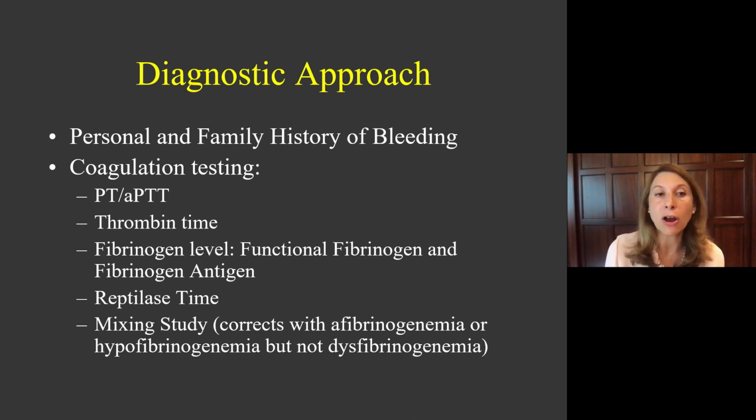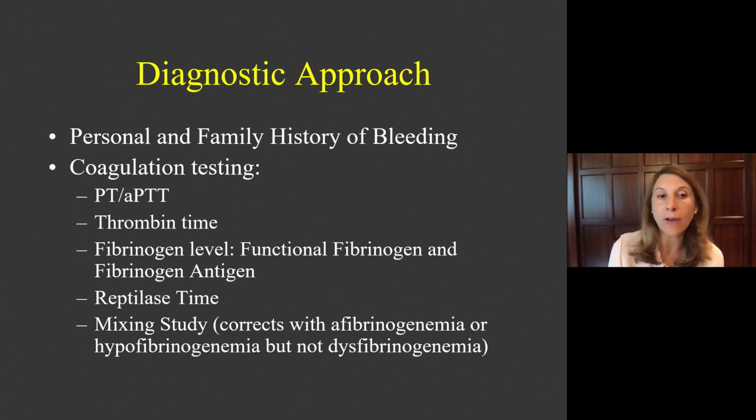The diagnostic approach is to start, of course, with a personal and family history of bleeding, and then to get some coagulation testing. PTT is where to start, but then you could get something called a thrombin time, which is a screening test to assess for fibrin formation from fibrinogen in the plasma. Thrombin's job is, of course, to cleave fibrinogen, and it releases fibrinopeptide A and B. A thrombin time can be prolonged if heparin is on board.